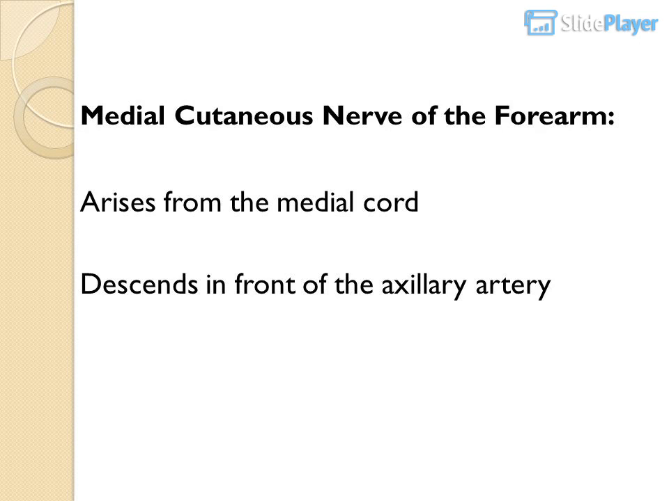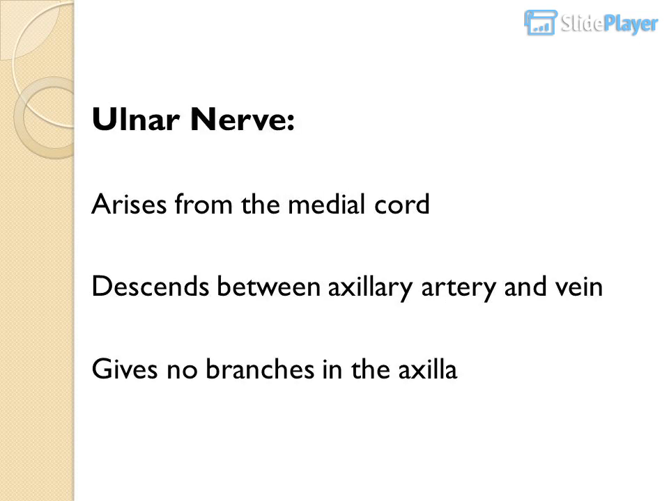Medial cutaneous nerve of the forearm. Arises from the medial cord. Descends in front of the axillary artery. Ulnar nerve, arises from the medial cord. Descends between axillary artery and vein. Gives no branches in the axilla.